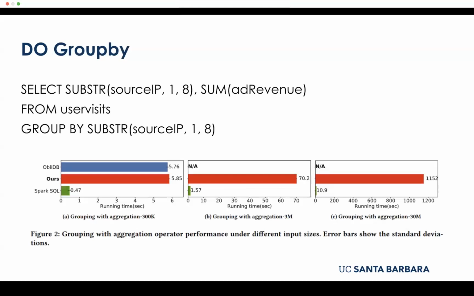For the second, DO group by, we found that although we have similar performance in the smallest benchmark, with larger benchmarks of 3 million and 30 million rows, ObliDB will fail because the number of distinct groups exceeds the memory capacity of the SGX enclave. And we are still much slower than the plaintext Spark SQL, which means we have a long way to go.